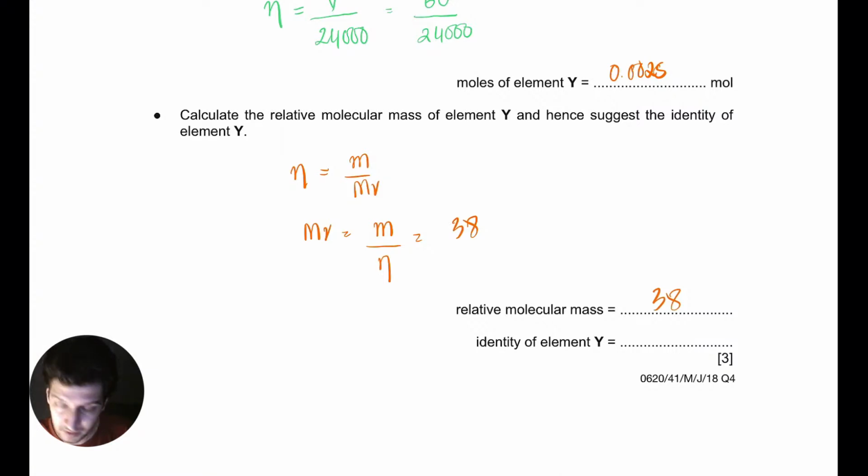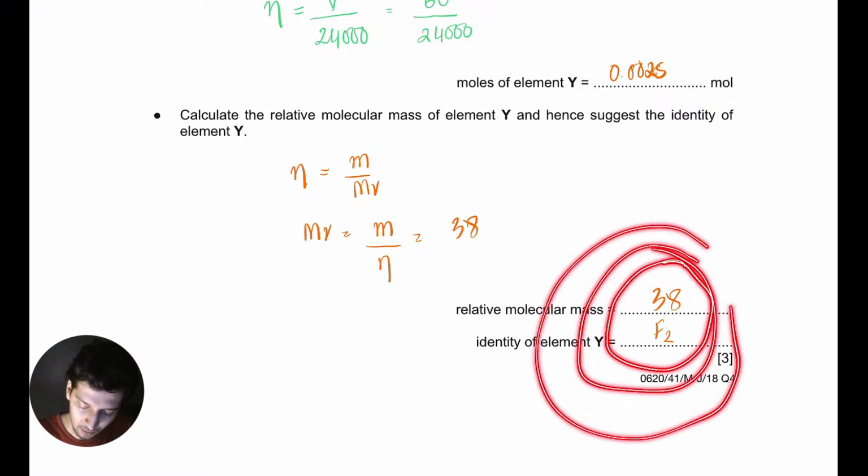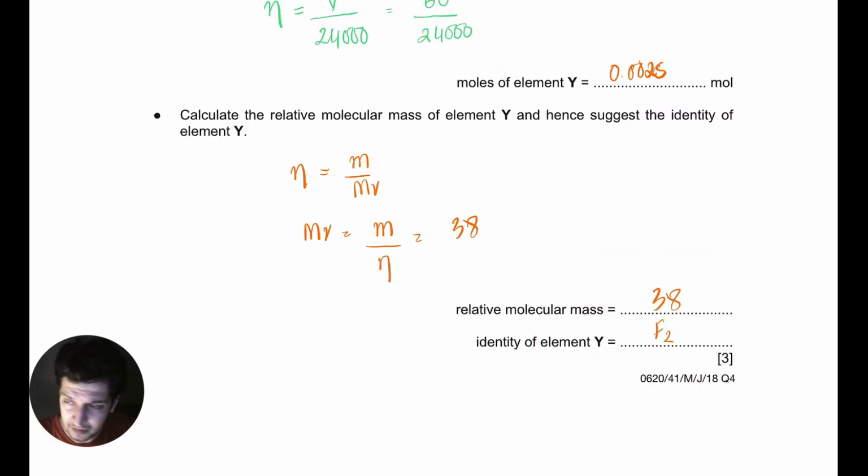Divided by 2, 19, right? And I'm going to guess it's fluorine. Why? Because if I look at the periodic table, I can't find an Mr of 38. That's a gas. There's no 38 anyway. So I'm thinking it could be a diatomic gas or triatomic gas or whatever. And I just divided it by 2 if it's diatomic. And fluorine.